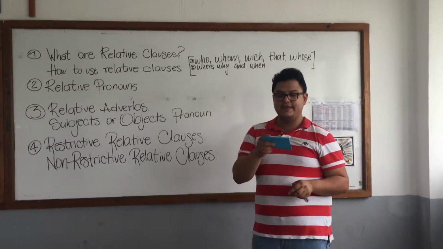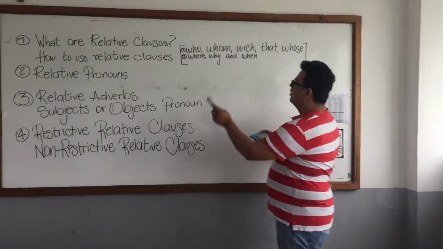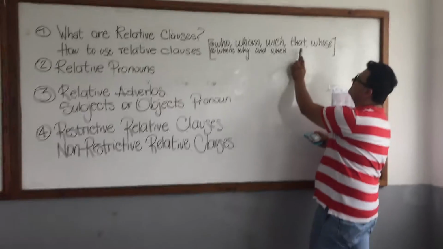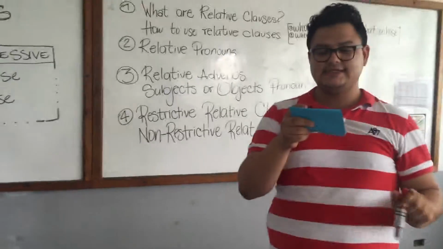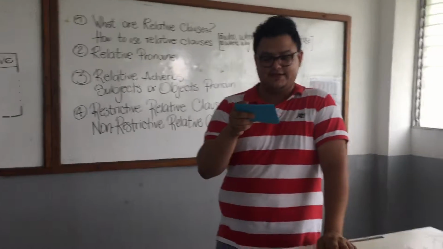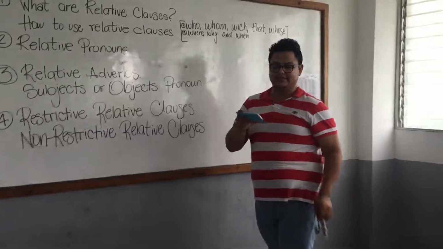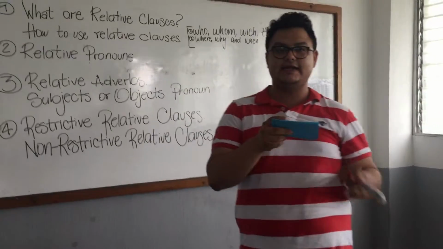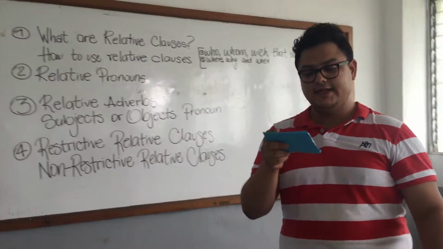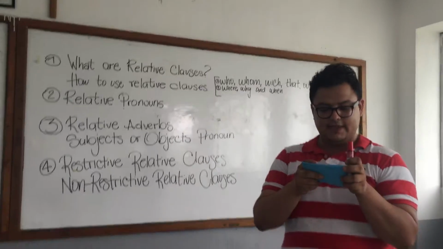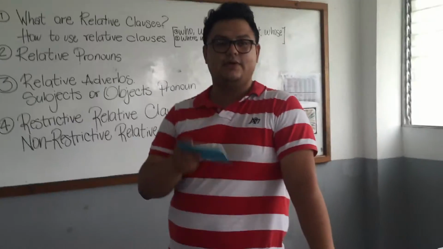Relative clauses can be introduced with a relative pronoun: who, whom, which, that, and whose. Example: the man who is standing there is a famous teacher. A relative adverb is where, why, and when. For example, the restaurant where I have dinner is nice. And third, none at all, often. Example: the man I met is extremely wealthy.